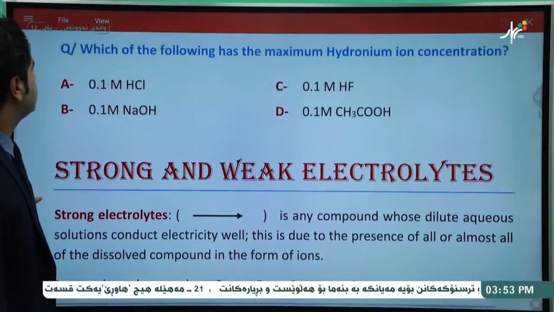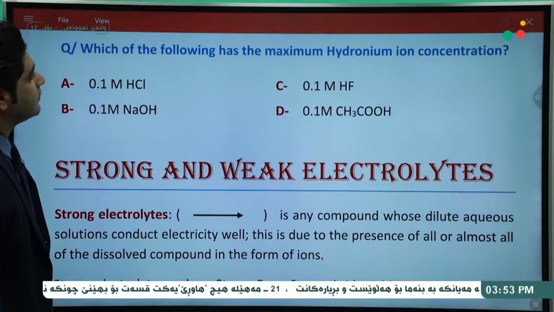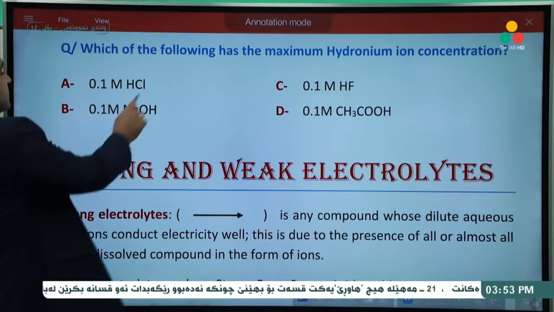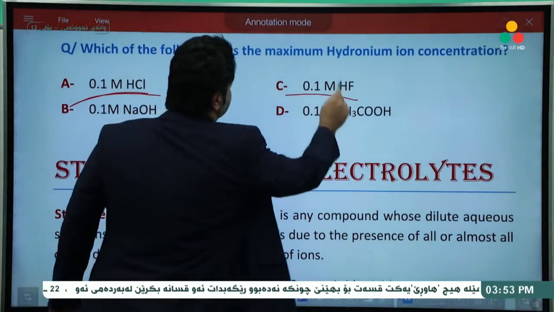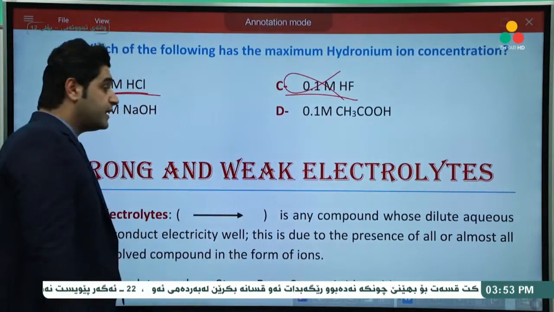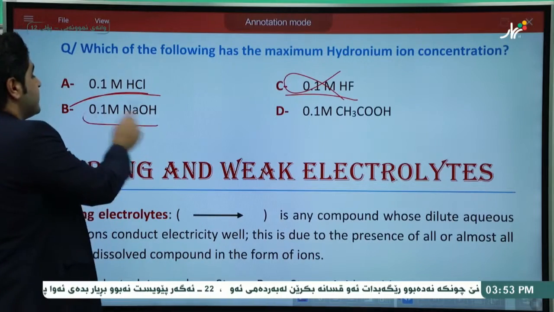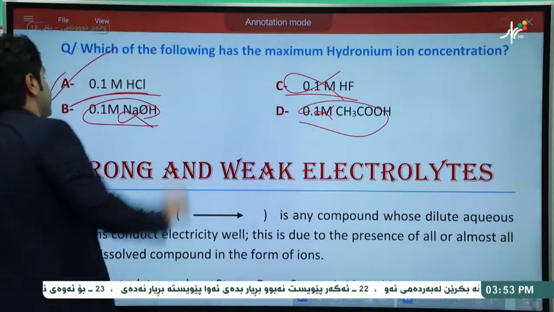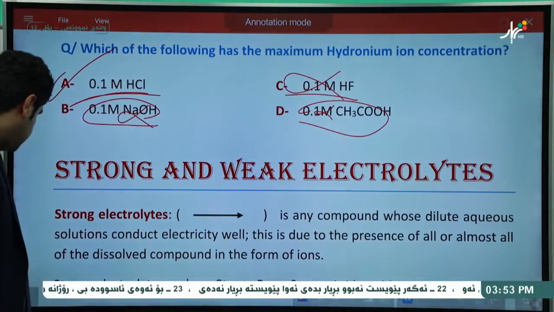Which of the following has the maximum hydronium ion? Okay, let's answer this. This one is a strong acid, this is a weak acid. We cannot compare weak with the strong one. And this is a base, no. This is weak also, no. So the right answer is A. A is a strong acid.